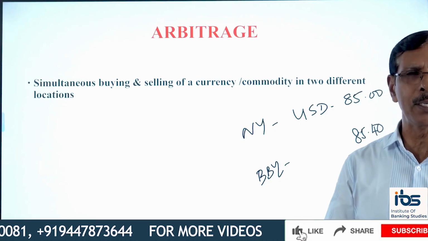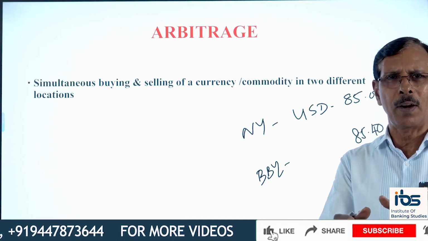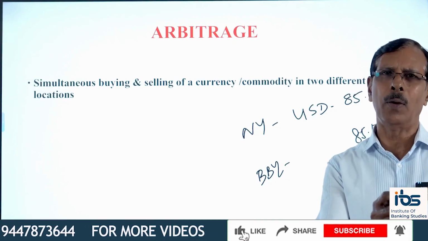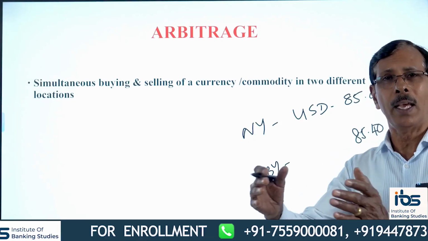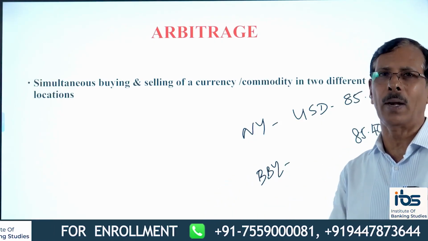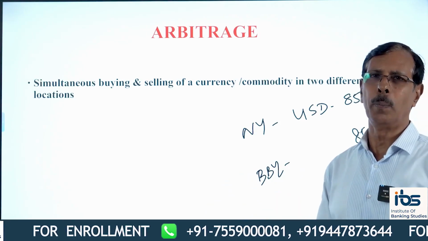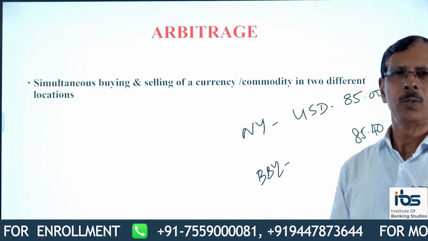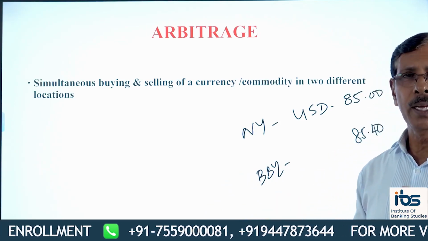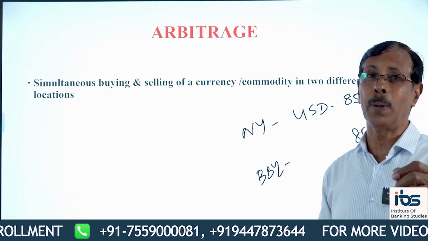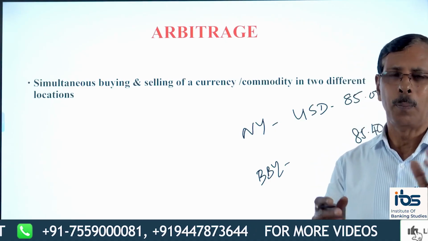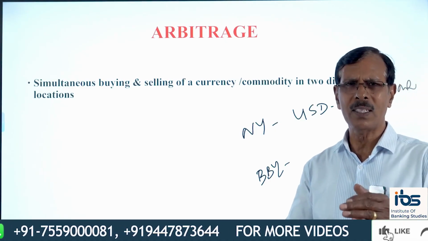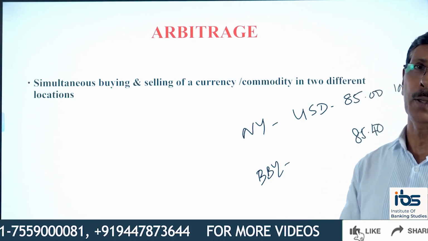So what will this arbitrator do? This arbitrator will buy 1 million or 1 lakh dollars from New York. At the same time, he will make another contract, a sale contract with a party in Mumbai at 85.40. So what's the benefit for the arbitrator? He gets a profit of 40 paise per dollar. So it is 1 lakh into 40 paise. That's his profit. This is the way the arbitrator makes the profit.